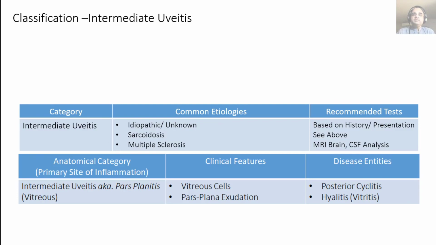Sarcoidosis we've already done. Multiple sclerosis is an autoimmune disorder which destroys the myelin sheath around your nerve, slowing nerve conduction down. We'll talk more about multiple sclerosis when we talk about optic neuritis because they have a very close relationship with one another. And multiple sclerosis is something that might actually initially present as an intermediate uveitis.